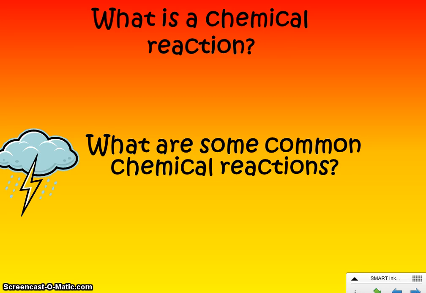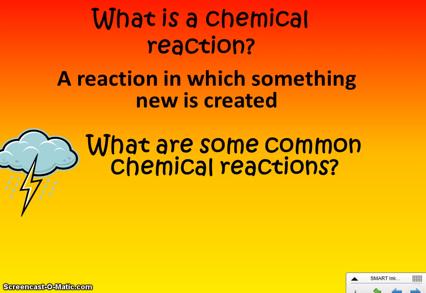And from what we've talked about in class before, we can say, well, it's a reaction in which something new is created. So you start with a certain substance or two, and you have a chemical reaction, and when you're finished you have something new. So anytime that you have a reaction and you end up with a new product would be a chemical reaction.